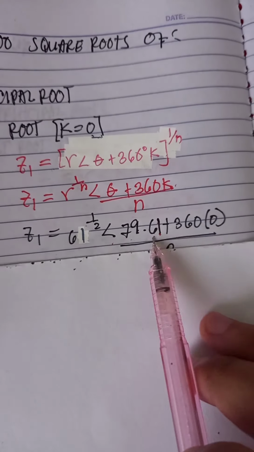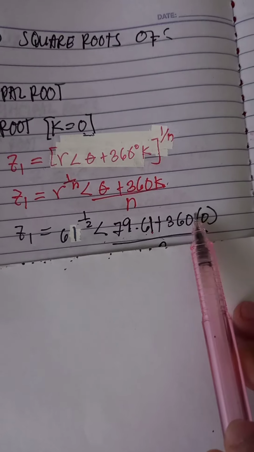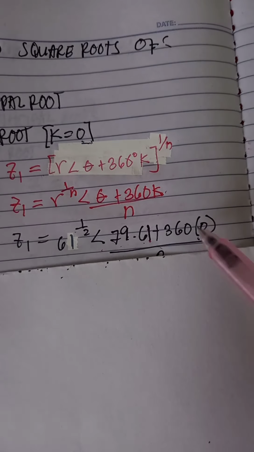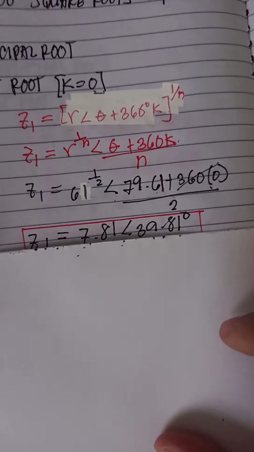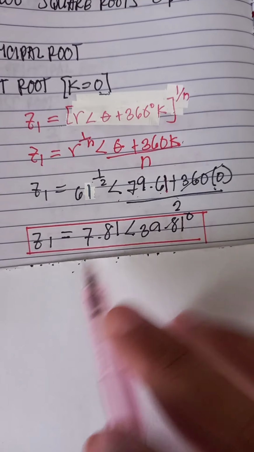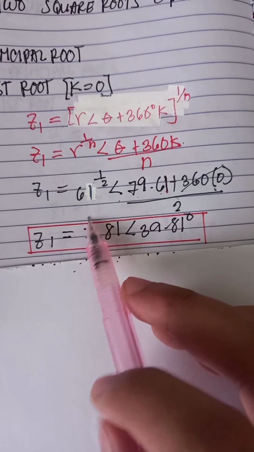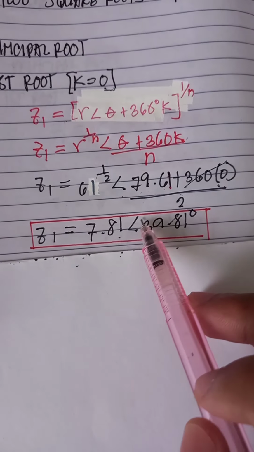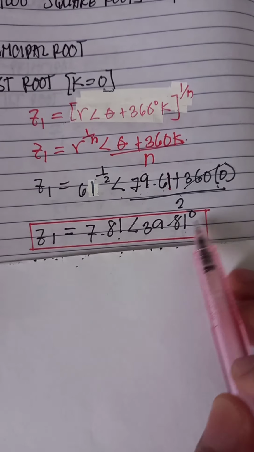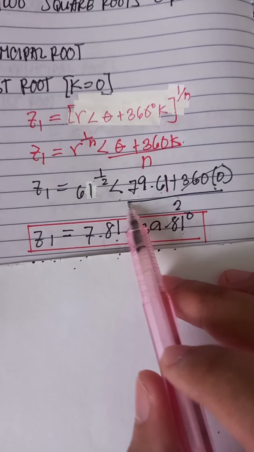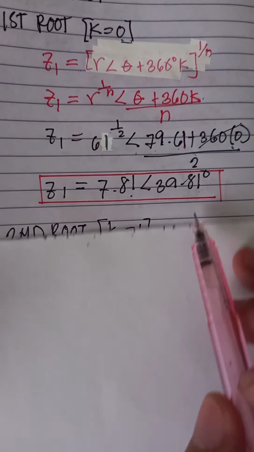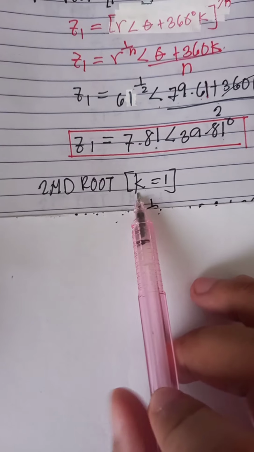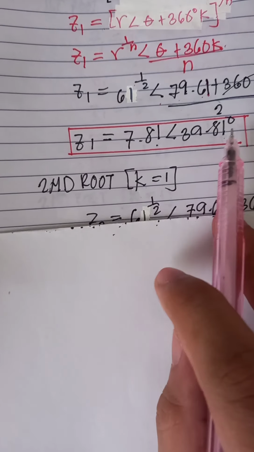The angle of 79.61 plus 360 degrees times the value of k, which is 0. So we can cancel this out over 2. So the value of 61 raised to 1/2 is 7.81, angle of 39.81. So 79.61 over 2 is 39.81. So for the second root, k is equal to 1.